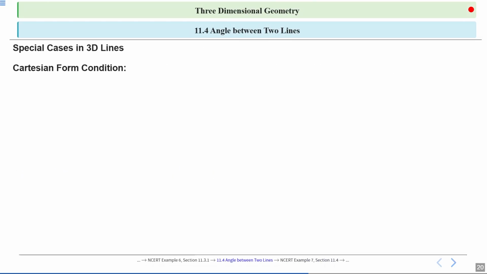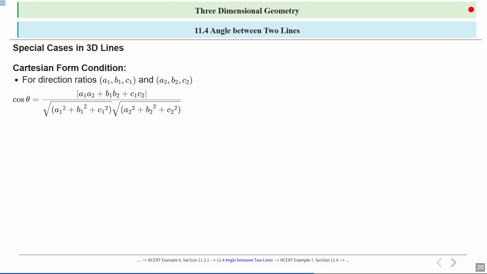Now let's look at the special cases. Okay, another special case. So for direction ratios a1, b1, c1 and a2, b2, c2, cos theta equals absolute value of a1 times a2 plus b1 times b2 plus c1 times c2 divided by square root of a1 square plus b1 square plus c1 square times square root of a2 square plus b2 square plus c2 square.